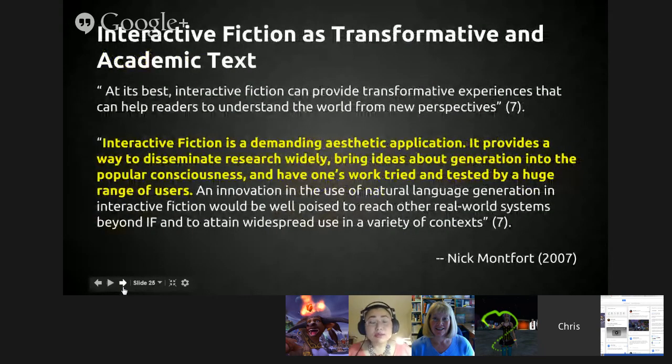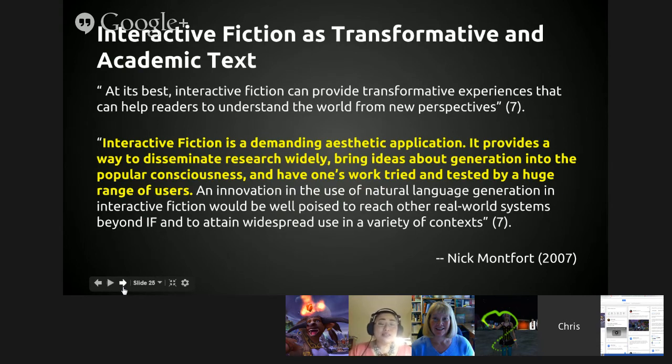Okay. Interactive fiction has transformed into academic text. So here's what Mumford says to us, and I love that he says this. I think the same way, because I already apply IF in such ways. He says, at its best, interactive fiction can provide transformative experiences that can help readers understand the world from new perspectives. So when you're playing through the game, taking on a character, just like a LARP game, like Kay explained to us earlier, you're taking on personality, you're taking on roles, and you're trying to see the world through their lens. So it makes you a more well-rounded person by playing IF games.